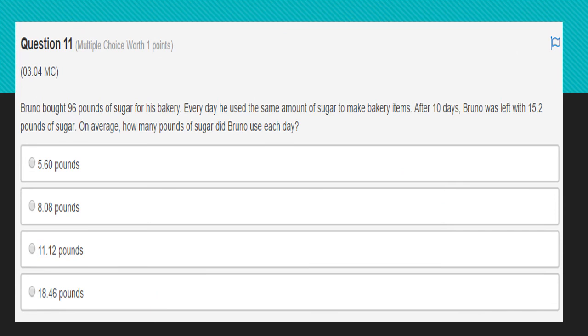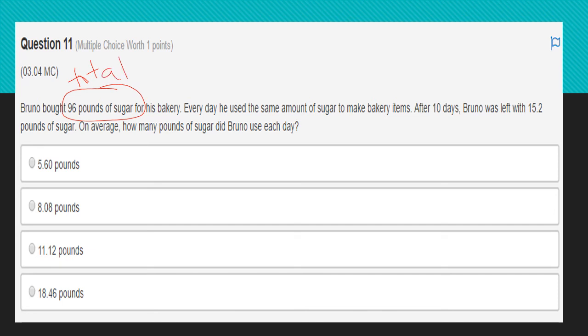Okay, question 11 says, Bruno bought 96 pounds of sugar for his bakery. That's a lot of sugar. Every day, he used the same amount of sugar to make bakery items. After 10 days, Bruno was left with 15.2 pounds of sugar. On average, how many pounds of sugar did Bruno use each day? All right, so let's go through this question and then make sure we mark what we see could be important. So he bought a total of 96 pounds of sugar. That's going to be important. That represents our total.